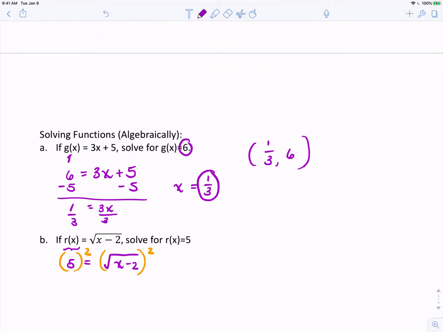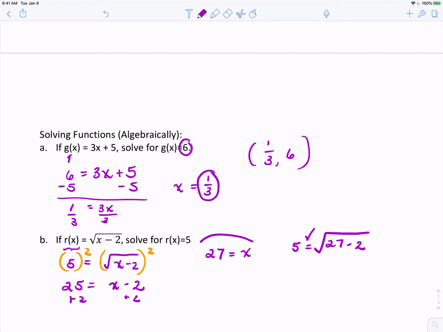And if we square both sides of this equation, we have 25 is equal to, squaring and square roots are opposite operations, and so here we have 25 is equal to x minus 2. If we add 2 to each side of the equation, we come up with a solution of x is equal to 27. Now in a square root equation, we always want to make sure that the solution we got will work, so we'll verify, is 5 equal to the square root of 27 minus 2? And the answer to that is yes, 5 is equal to the square root of 25, and so our solution is 27. So in other words, if we put 27 into the function, our output is 5, or (27, 5) would be a point on the graph of the function.